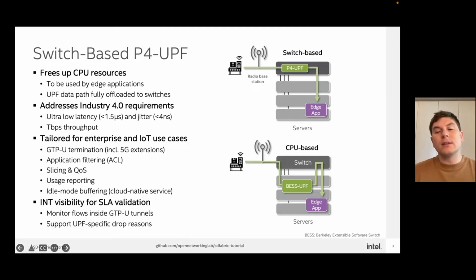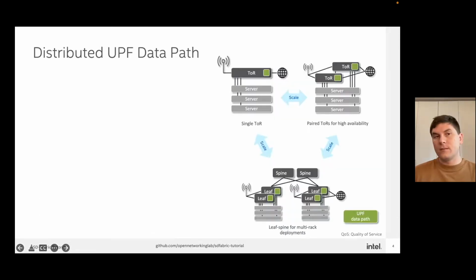Finally, by running the UPF function as part of the switch pipeline that also supports INT, we are able to combine the two. So the UPF INT integration today allows us to essentially do a validation of service level agreements. So we can take a look at flows inside the GTPU tunnels for things like latency, congestion, or drops.